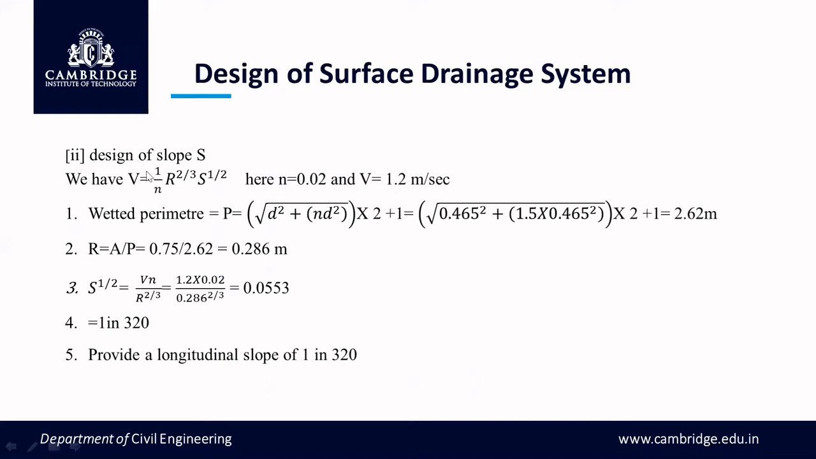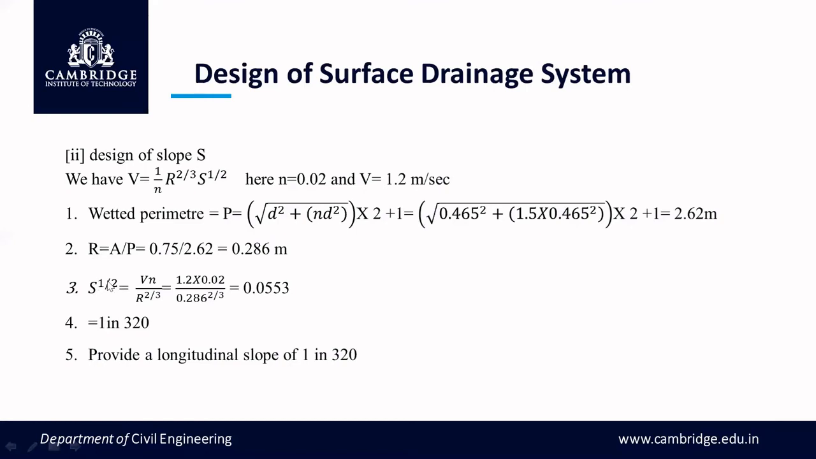So we have V is equal to 1 by N into R to the power of 2/3 and S to the power of half. Here, the N value is 0.02 and V is 1.2 meter per second. The wetted perimeter is given by the equation P is equal to square root of D square plus D square multiplied by 2 plus 1. Substituting the values, we get the wetted perimeter as 2.62 meter. Then the hydraulic mean radius or hydraulic mean depth is given by R is equal to A divided by P. So 0.75 divided by 2.62 gives 0.286 meters.